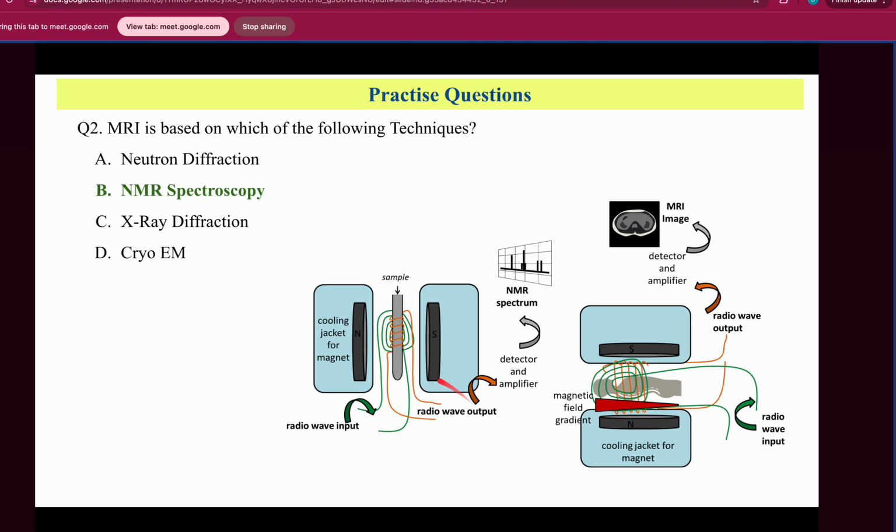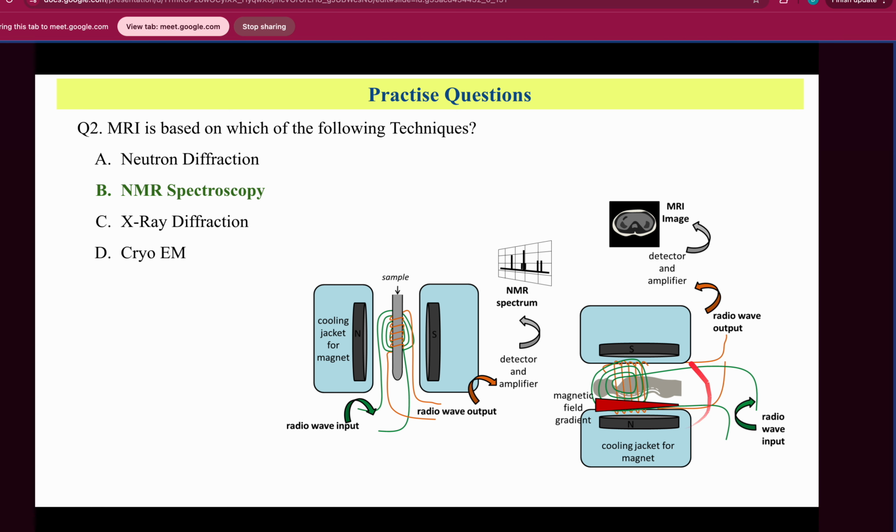As in case of NMR, the sample is placed within the magnets, which are superconductors, which are generating a magnetic field, and then we supply the electromagnetic field to bring about change in the spin. And then ultimately the detector is detecting the NMR spectrum, what is the chemical shift which is coming.